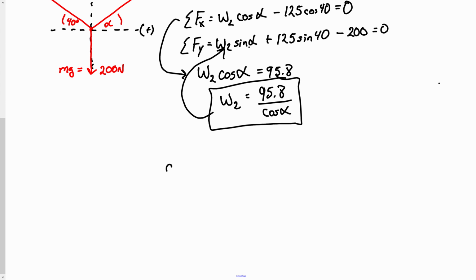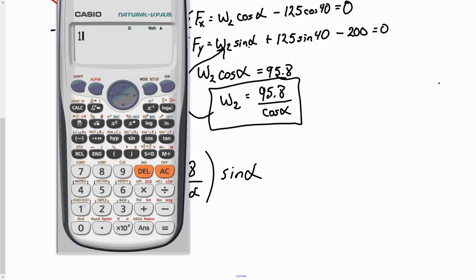So now we'll have 95.8 over cosine of alpha times the sine of alpha. Hopefully you're already going, I so get this, and I'm done with your video, Mr. Cole. Oh, cool. Be sure to like, comment, and subscribe, yada, yada, yada, right?